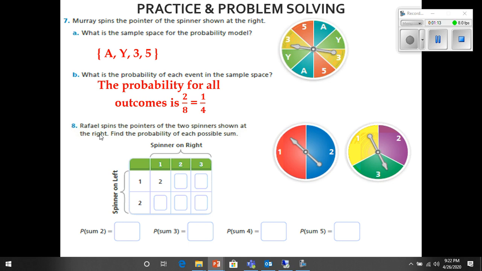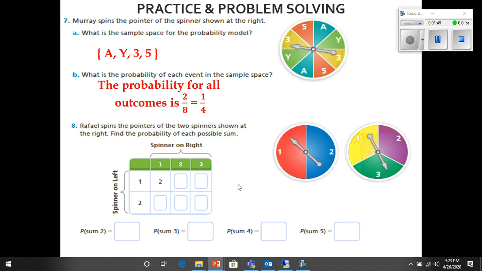Number 8 says Raphael spins the pointer of 2 spinners shown at the right. Find the probability of each possible outcome. Well, let's see. Remember it says Raphael spins the pointer of the 2 spinners shown at the right. Well, at spinner number 1, it can land on, let's see, spinner on the left, right? And then this is the spinner on the right. The spinner on the left could be 1 or 2, right?